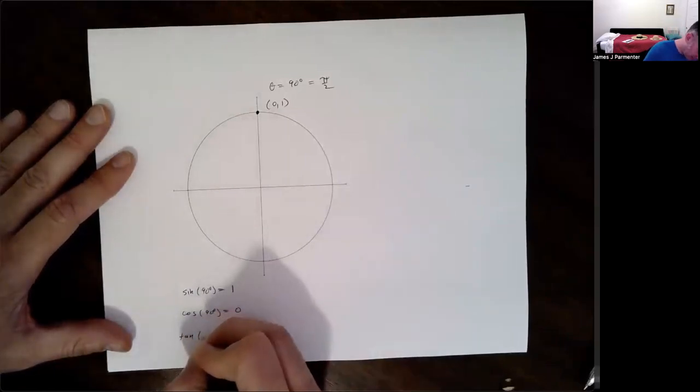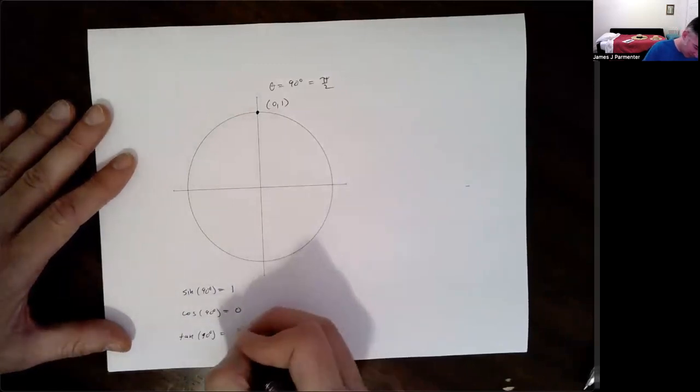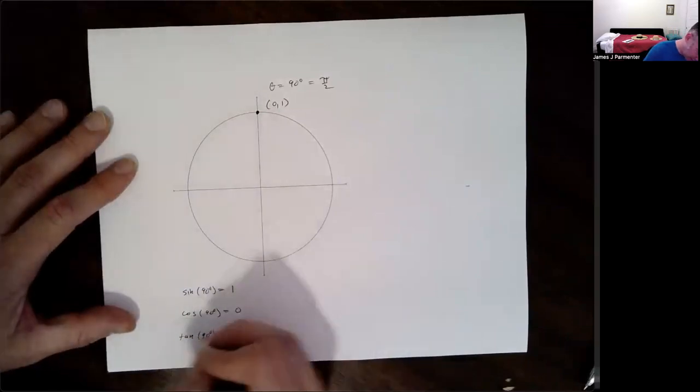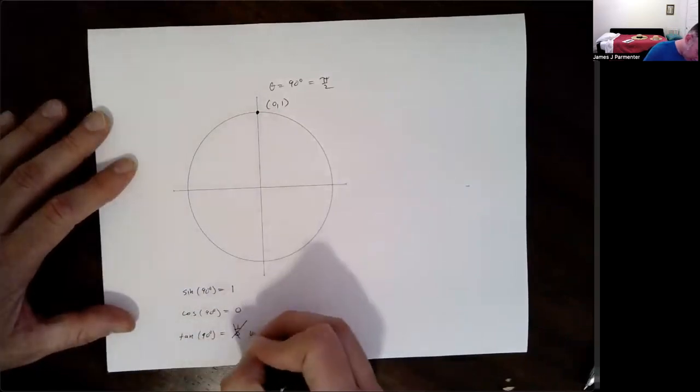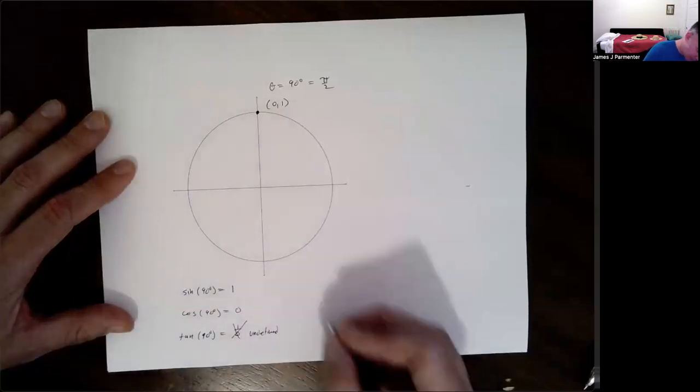Tangent of 90 degrees, prepare for disappointment, is the y-coordinate divided by the x-coordinate, which is 1 divided by 0. Uh-oh, that's undefined. So tangent of 90 degrees is undefined. Let's look at the other three as well.